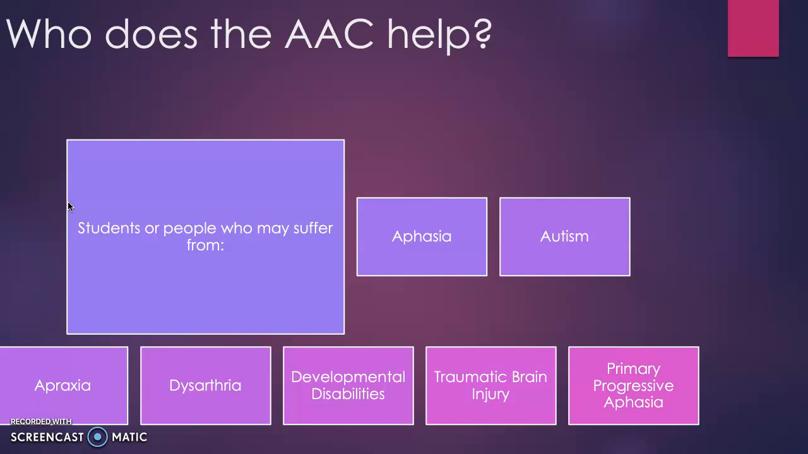Who does the AAC help? Students or people who may suffer from aphasia, autism, apraxia, dysarthria, developmental disabilities, traumatic brain injuries, or primary progressive aphasia.